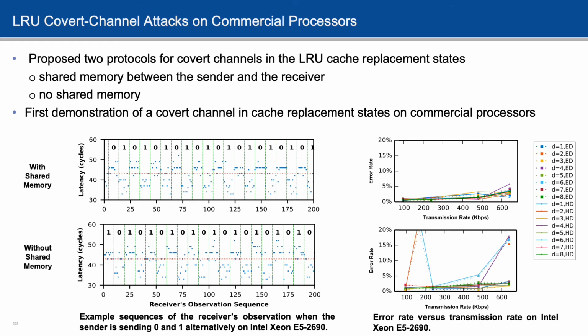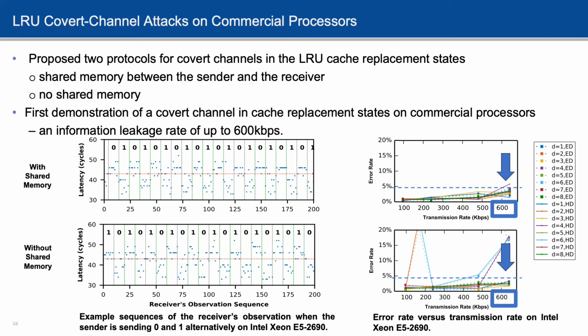We also evaluate the error rate of the covert channel versus transmission rate. We find that in most cases, the error rate of the channel is less than 5%, and we conclude that this channel has an information leakage rate of up to 600 kilobits per second.